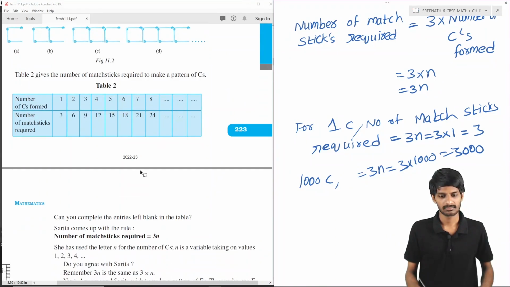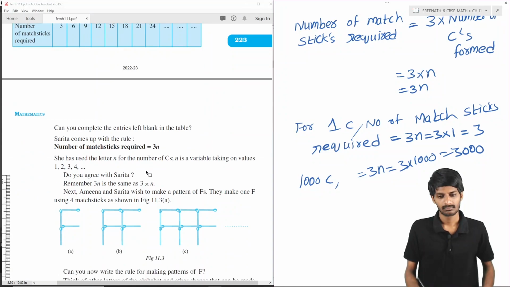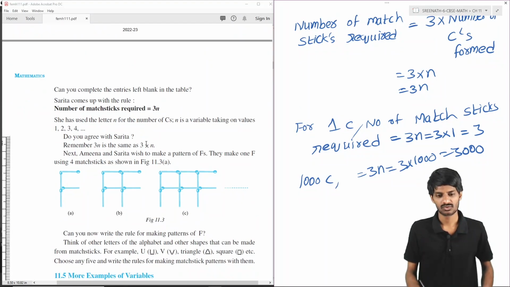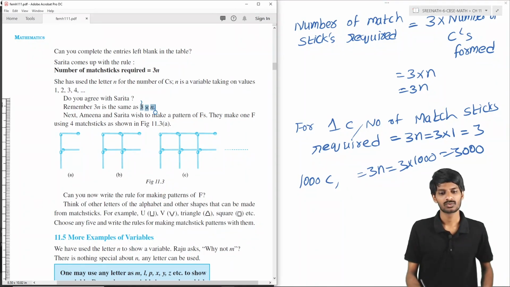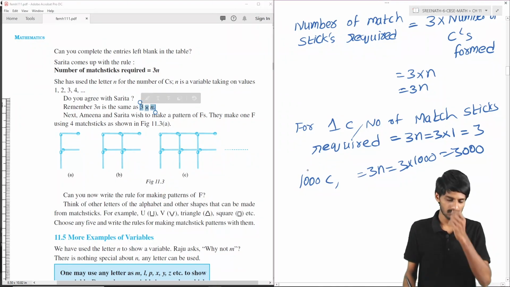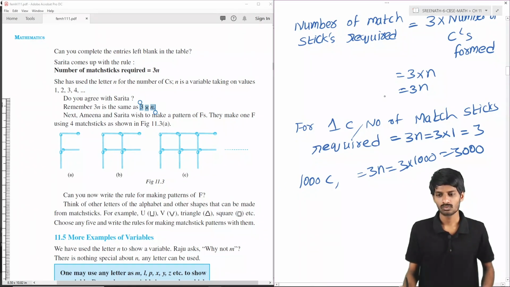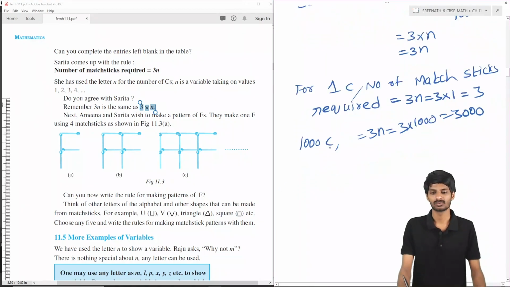That is the case. 3n simply, students. 3 into n, like that. So here we can replace the n value.